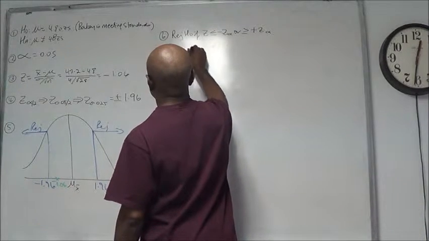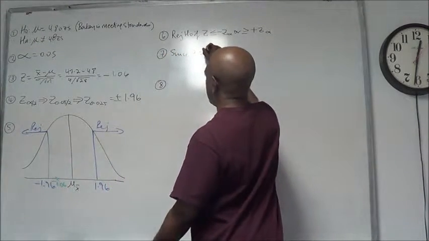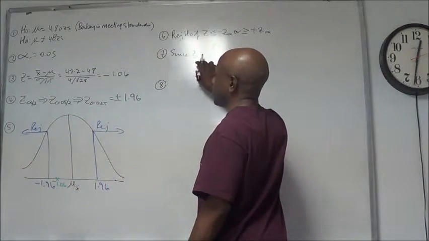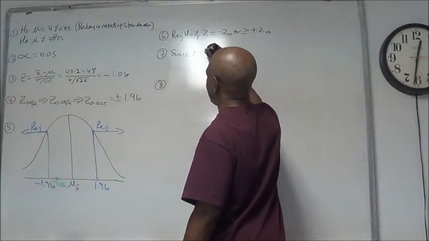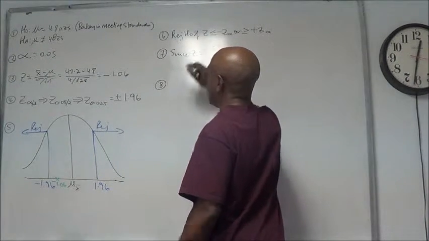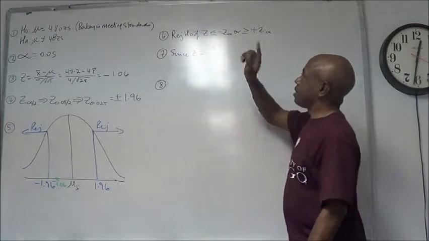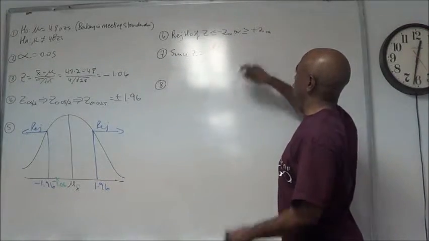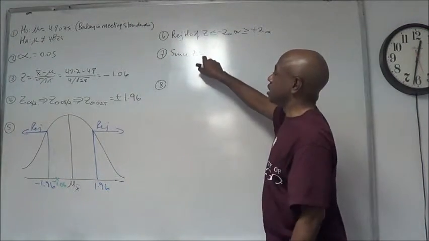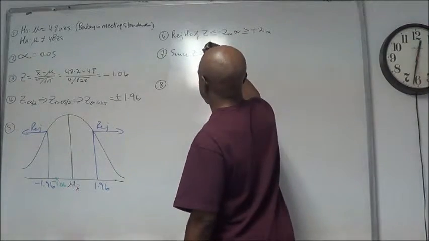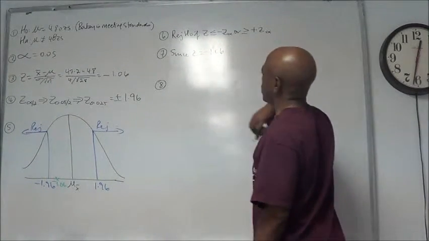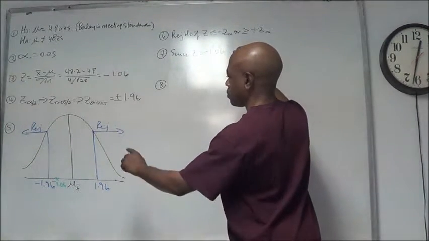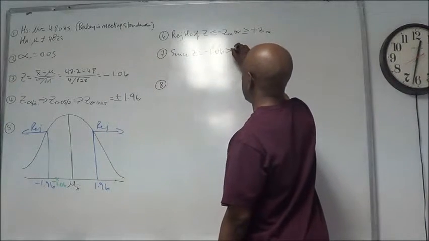Since the calculated Z is equal to... No, since Z is equal to negative 1.06. Listen, you've already said, look at the rule. If Z is less than this or greater than this, then what? Reject H0, right? So what is Z? Z is negative 1.06. Which is it, less than or greater than? It's actually greater than negative Z alpha, negative 1.96.